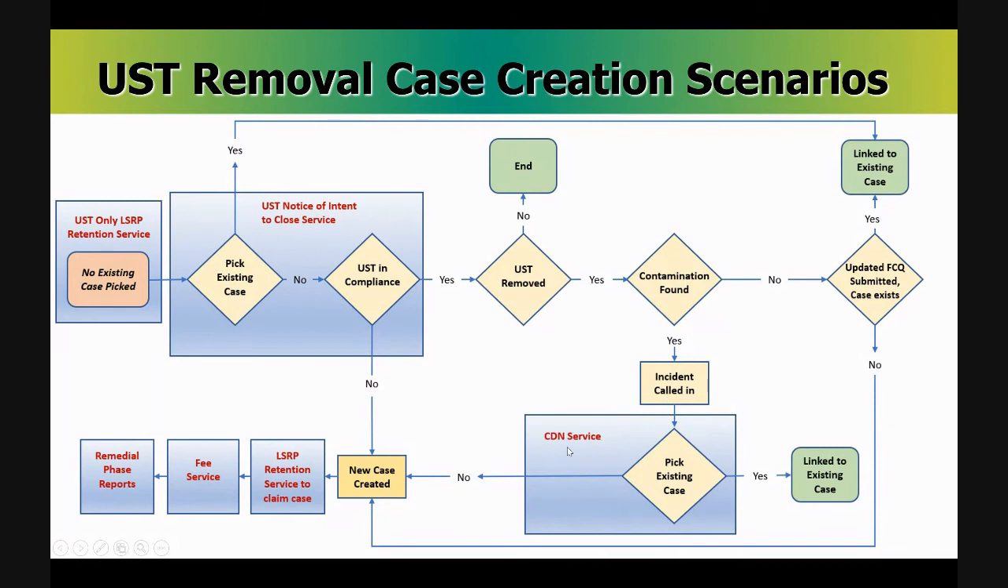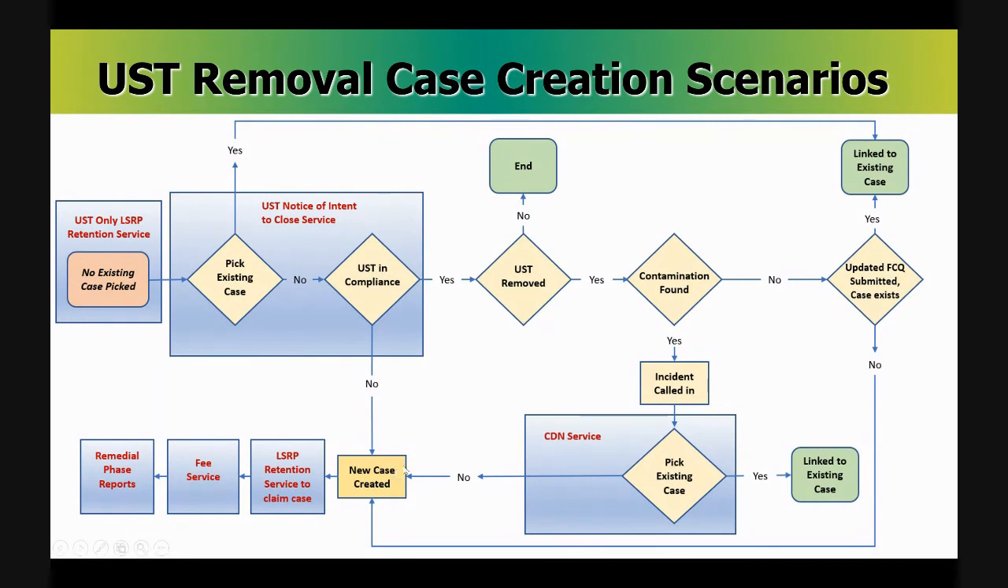And if the CDN doesn't pick a case, then a new case is created. So if no contamination is found, we continue in the upper bar to the right again. We file the FCQ showing that the UST has been pulled. And if no case exists, then US registration staff will create the case, okay?